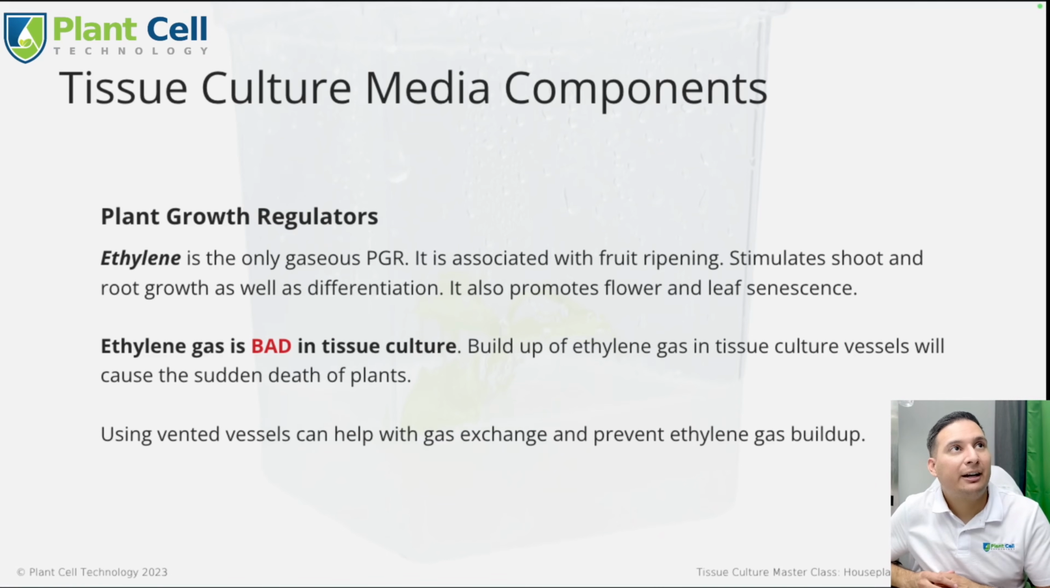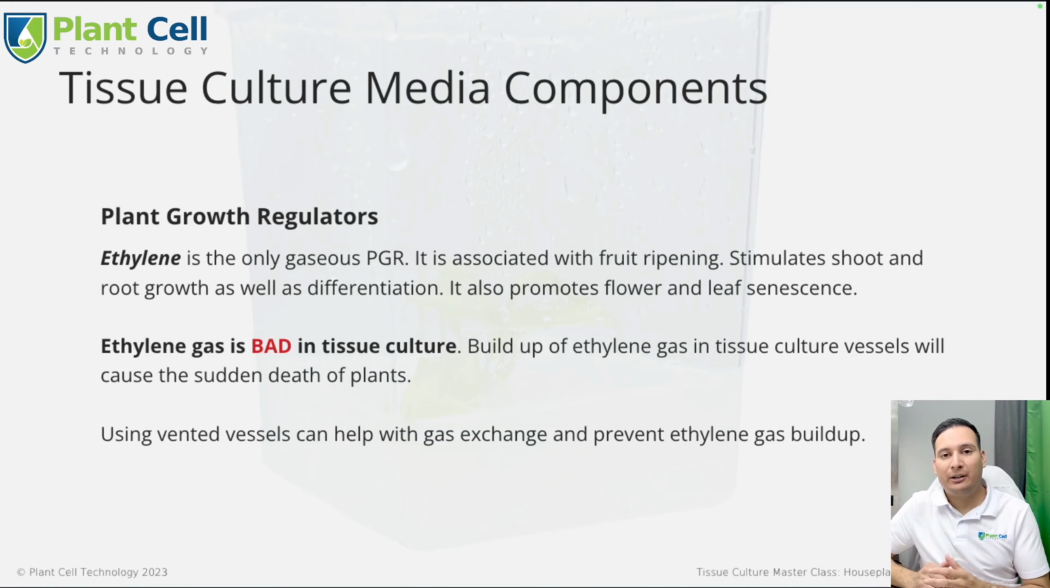Now, ethylene gas. Ethylene gas is the only gaseous plant regulator and is associated with fruit ripening. So let's say you have an apple and a banana in the same fruit bowl, and they both ripen faster than if they were separate, because they produce ethylene gas, which makes the fruit mature a lot faster. It also promotes flowering and leaf senescence, so it is useful for some things.